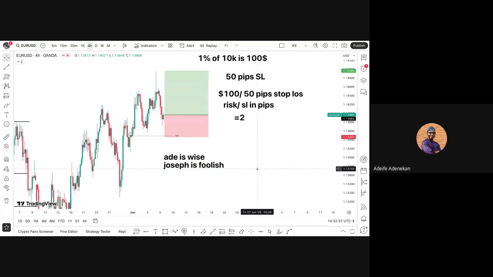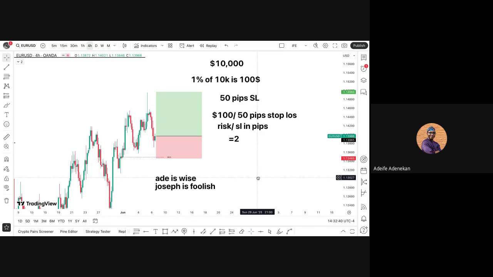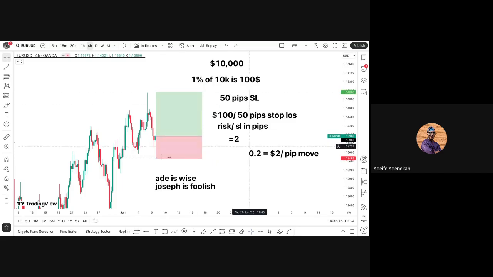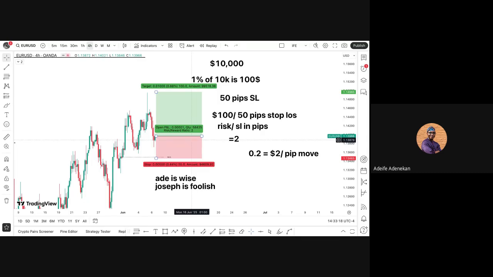Now, this same trade, right? If Joseph entered this trade, our take profit is 100 pips, and we're using 0.2, which is $2 per pip movement, right? That means if price gets to our take profit, we'll be making how much? $200. I mean, it's very basic logic. And if the trade goes against us, we'll be losing only $100.